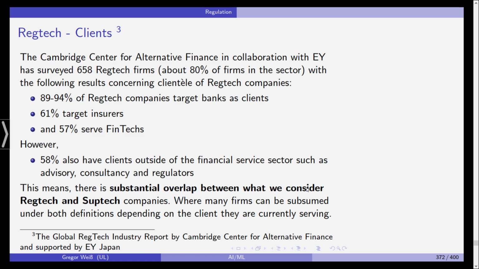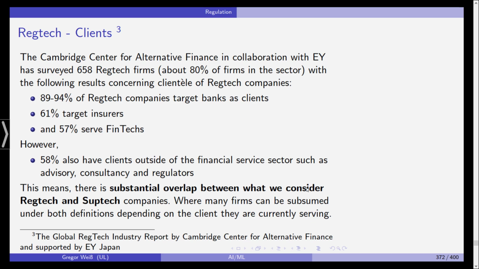Now, who are the clients? Well, usually banks. Also 61% target insurers, but it's mostly about banks, because after the great financial crisis, most of the new regulation and more stringent and strengthened supervision and regulation has hit banks. With Solvency II, it has also hit insurance companies in the European Union.